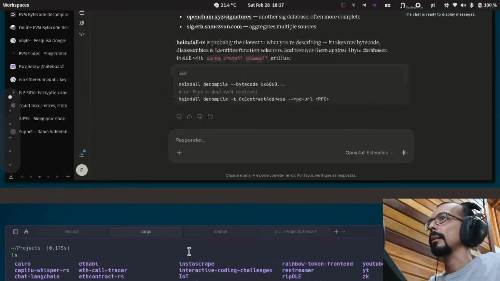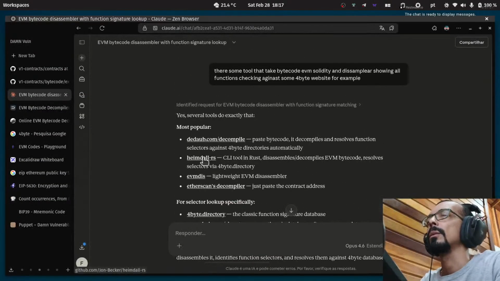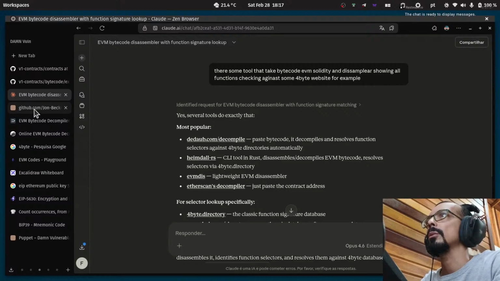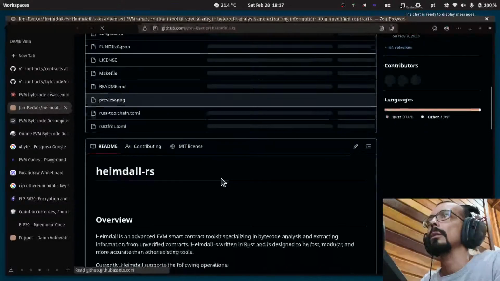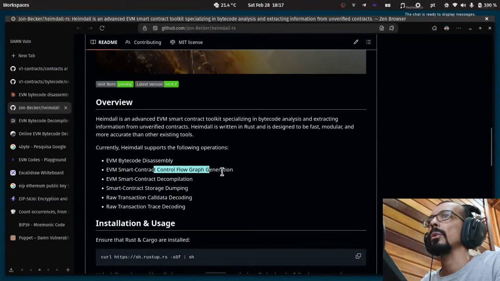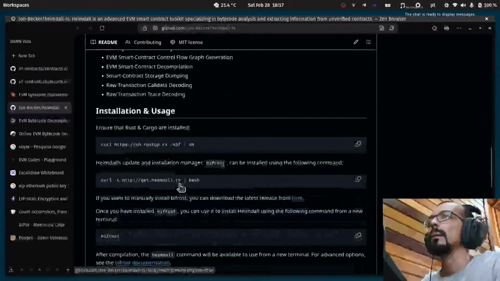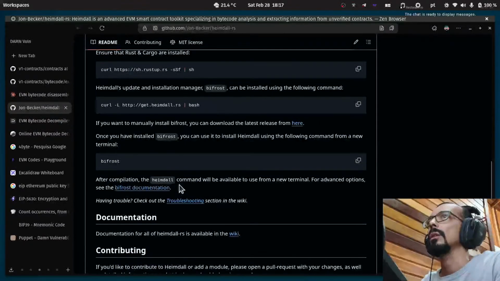That's gonna take some time, you know. Rust, slow. Let's see some documentation just to understand what they do. So they're gonna do the assemblies, control flow graph generation. So that's good. So we're gonna do the compilation, storage dumping, good. Maybe that should be enough for us. Cool stuff.